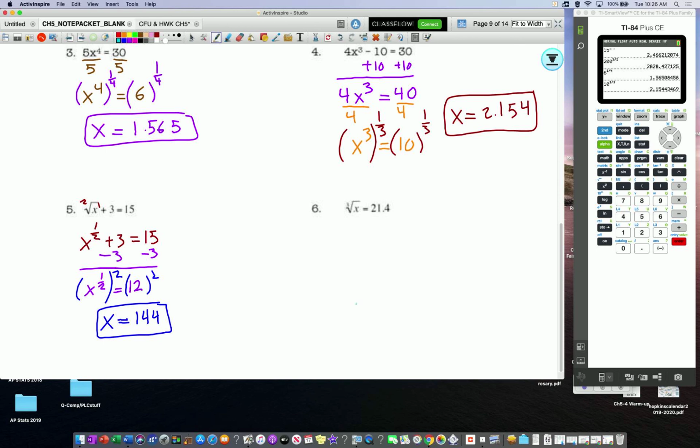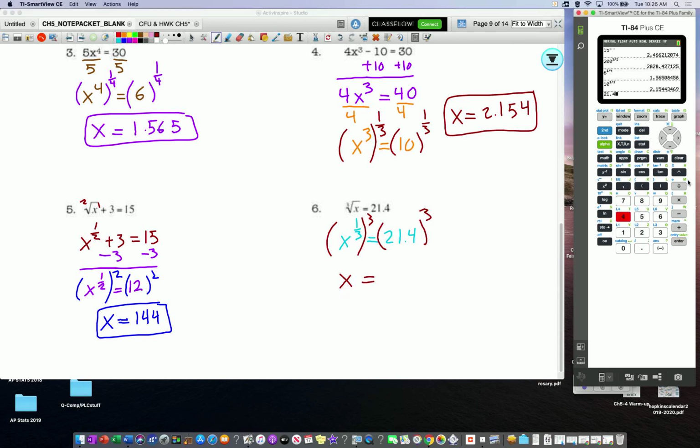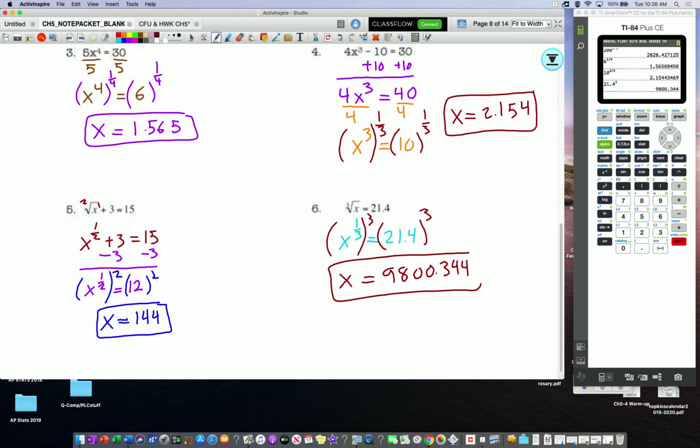All right, last one. This one's actually kind of easy. x to the 1/3 power equals 21.4. It's kind of an interesting color I chose. So now I raise it to the 3rd power. I can't do 21.4 to the 3rd power in my head, unfortunately, but there we go: 9,800.344. All right, just covered 6 example problems.